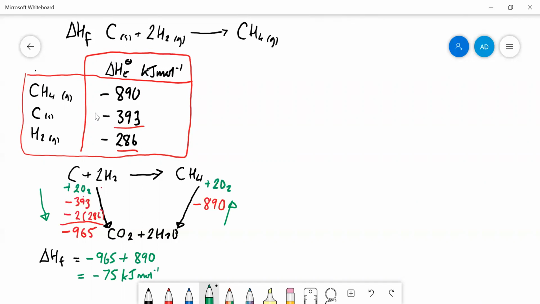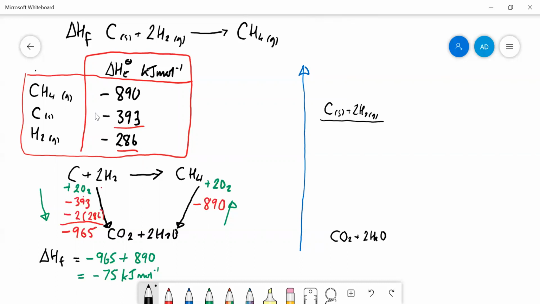If you do it as one of these diagrams, we're going to put energy down here. Right, now let's think what we're going to have. I'm going to put our carbon and hydrogen here, so carbon, solid, and 2 hydrogen, gas. Okay, and we are going to burn them into carbon dioxide and water, which is exothermic. So my carbon dioxide and water is going to be down here, CO2 and 2H2O, and that is going to be like that.